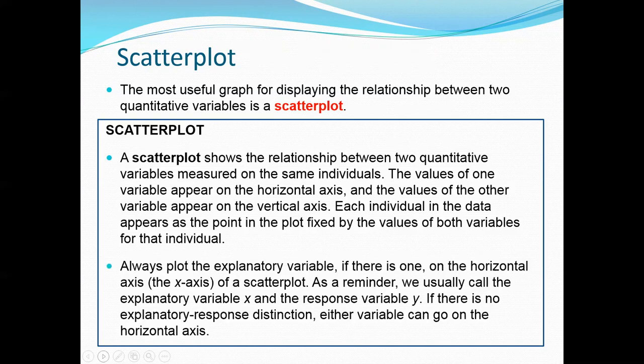Always plot the explanatory variable, if there is one, on the horizontal axis of the scatter plot. As a reminder, we usually call the explanatory variable x and the response variable y. If there is no explanatory response distinction, either variable can go on the horizontal axis.